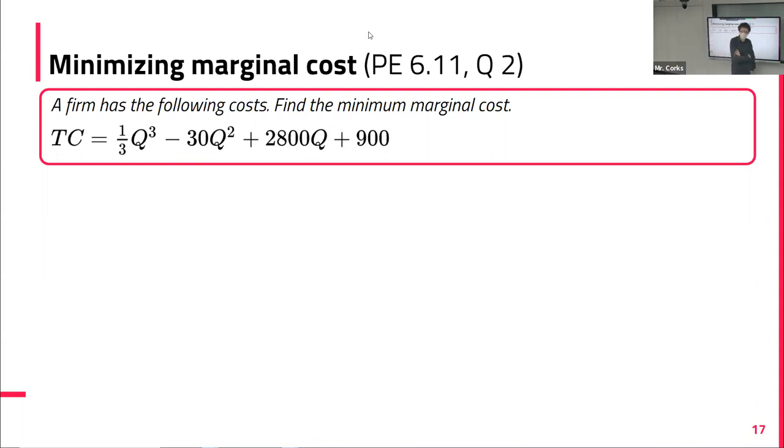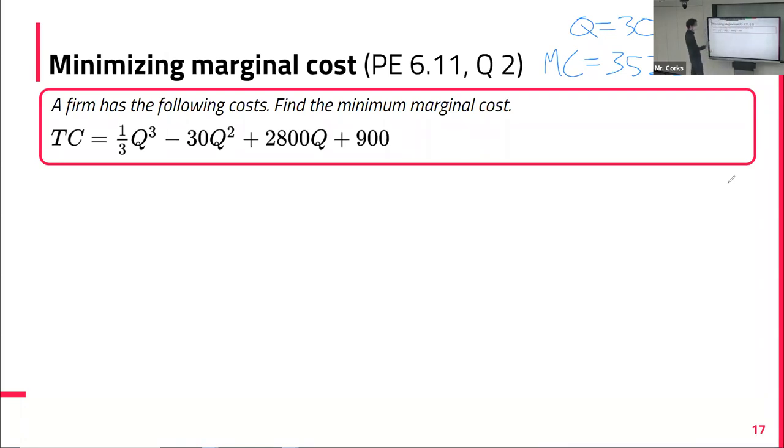Does anyone have an answer? Or just a Q value? 30. For marginal cost, you say 3,520. All right, we got some answers in the chat. 15, 30. So let's see what we get. Or let me write that down here, maybe 15.